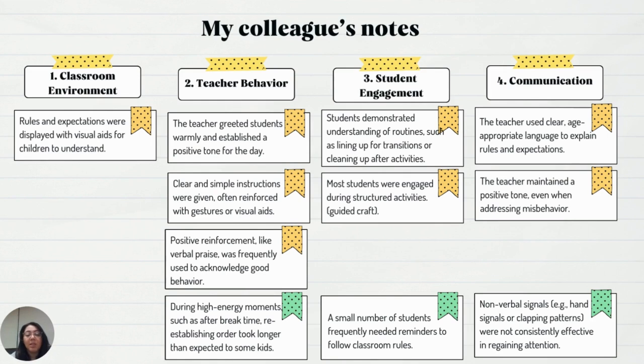Students' engagement: they seemed engaged, most of them. A small number of students frequently needed reminders to follow classroom rules. Regarding communication, the teacher used clear and age-appropriate language, and also maintained a positive tone when addressing misbehavior. Nonverbal signals like hand signals or clapping patterns were not consistently effective in regaining attention.